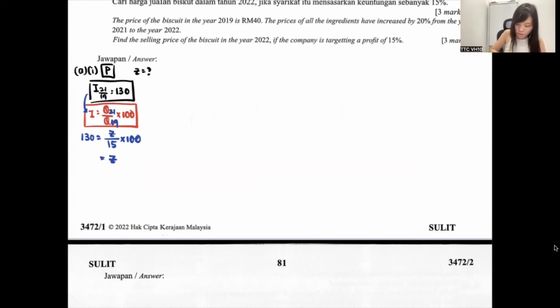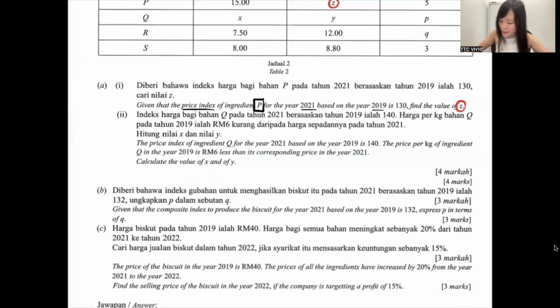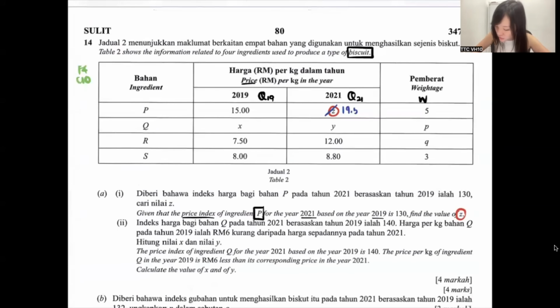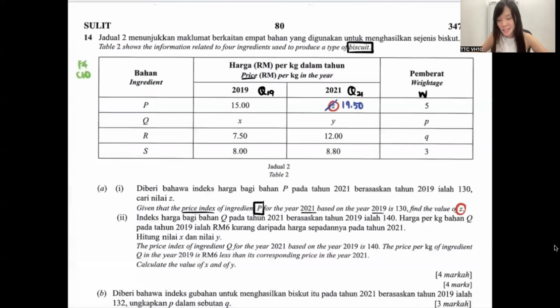130 divided by 100 times 15. I'm getting RM19.50. It's money, so RM19.50. If you didn't write the RM it's fine because the table on top already has RM, but it's 19 ringgit 50 cents. Let me update for you guys. 19.50. Done. Okay. Next one, guys.